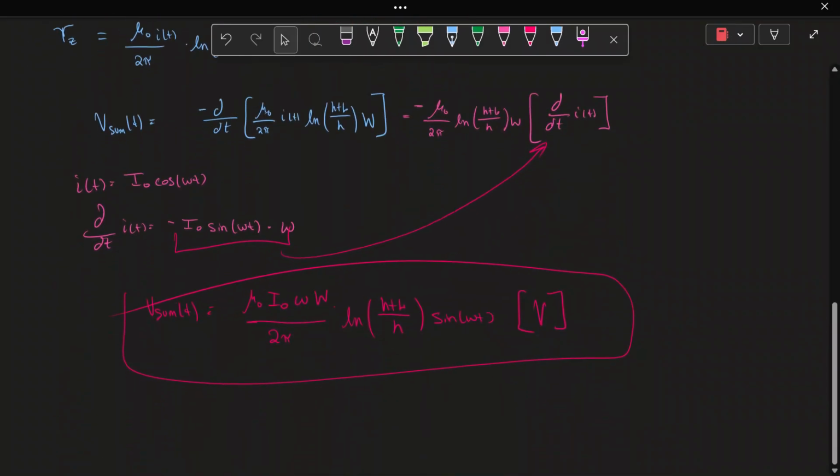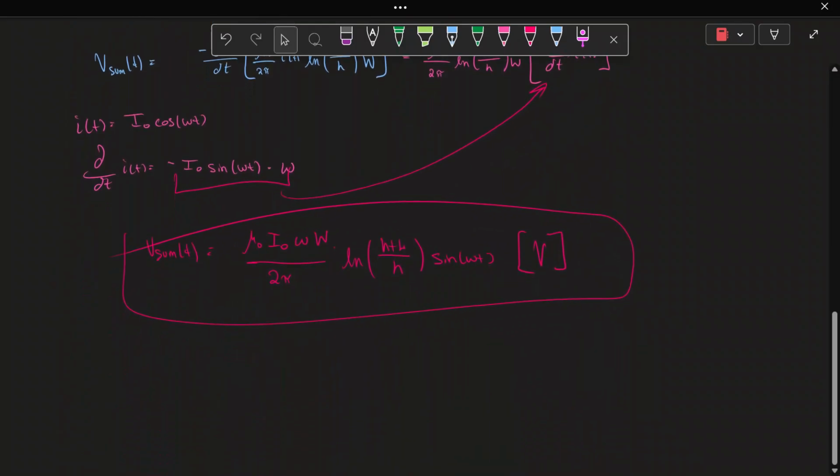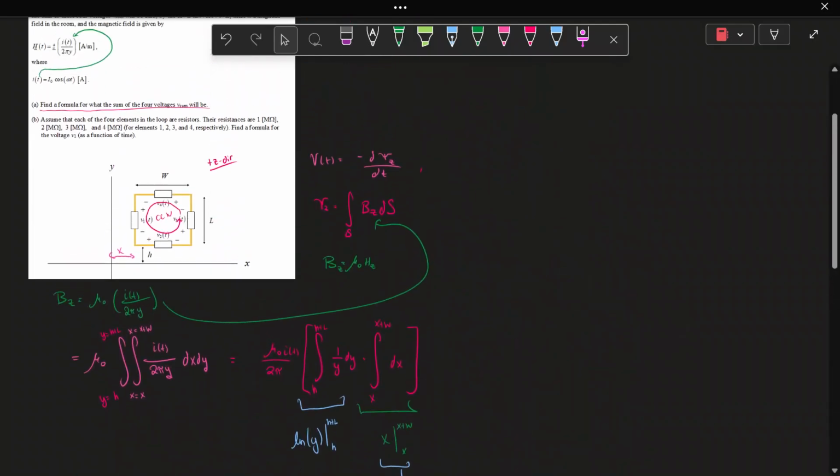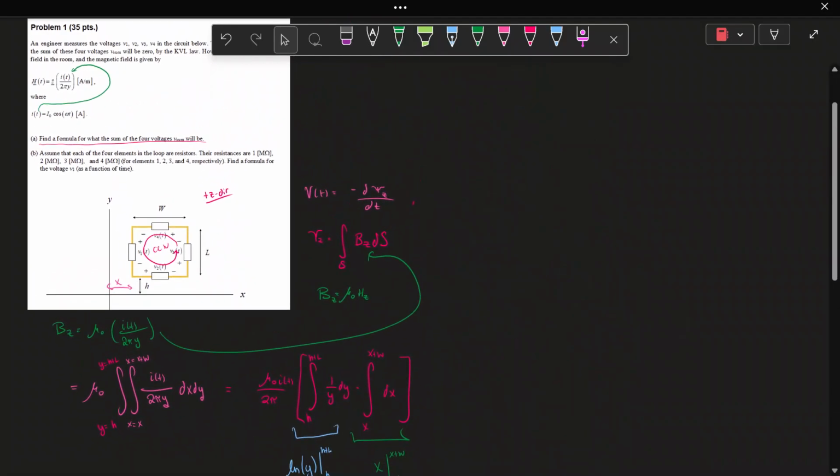Now, that doesn't mean we're done with the problem. Of course, we have part B. And I'm going to show you two different ways. One is, of course, the electrical engineering way. Really, they are both the electrical engineering way. Question 2 asks us to assume that each of the 4 elements in the loop are resistors, and find a formula for the voltage V1 as a function of time.